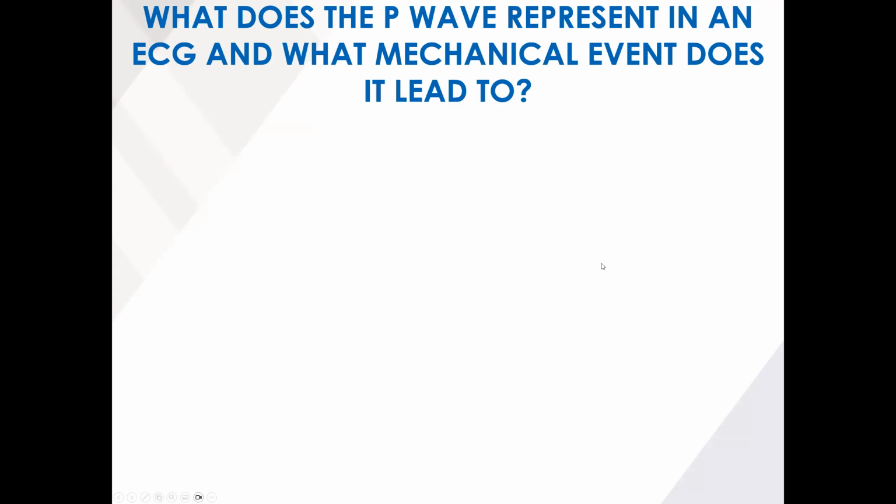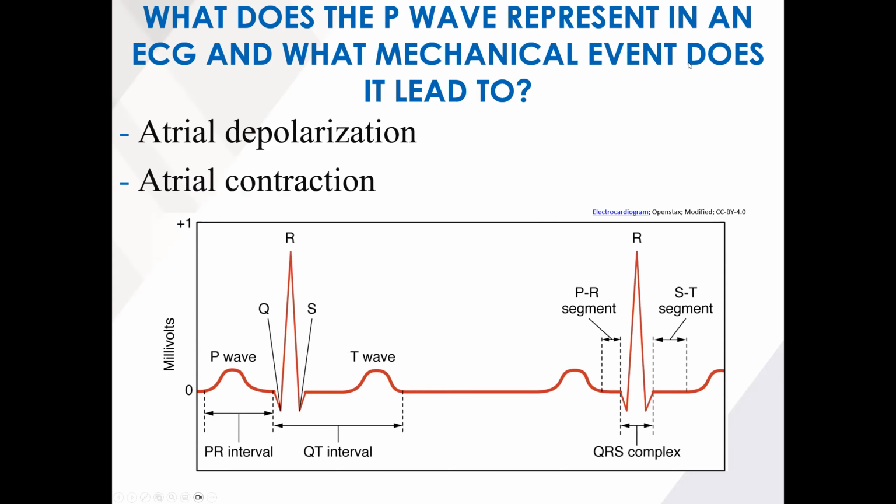All right, what does the P wave represent in an ECG, and what mechanical event does it lead to? So what does the P wave tell us? Yep, it tells us that the atria are going to depolarize, and by depolarizing the atria, what do we tell them to do after that? Perfect. Then after that, we're going to have atrial contraction.